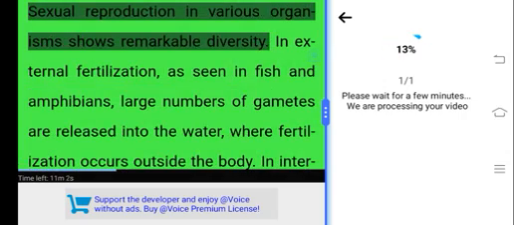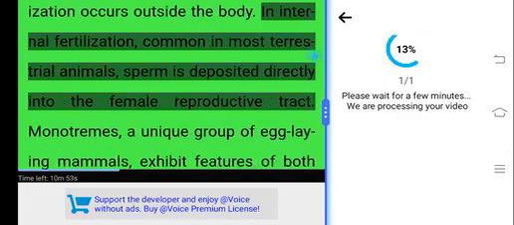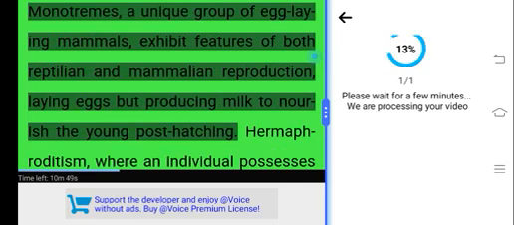Sexual reproduction in various organisms shows remarkable diversity. In external fertilization, as seen in fish and amphibians, large numbers of gametes are released into the water, where fertilization occurs outside the body. In internal fertilization, common in most terrestrial animals, sperm is deposited directly into the female reproductive tract. Monotremes, a unique group of egg-laying mammals, exhibit features of both reptilian and mammalian reproduction, laying eggs but producing milk to nourish the young post-hatching.